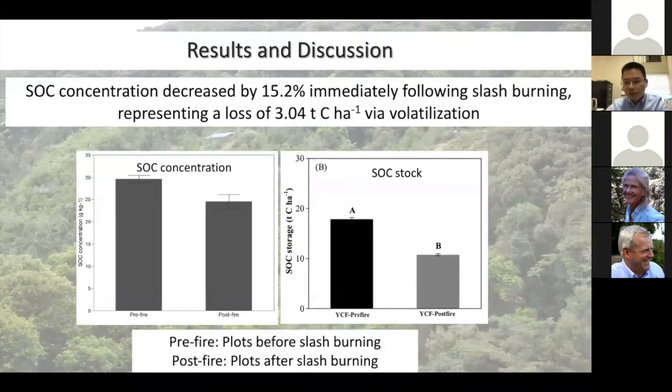So in my results, first, here are two figures about SOC concentration and SOC stock changes after the slash burning. First, I found the SOC concentration decreased by 15% immediately following slash burning. This can be calculated as representing a loss of 3 tons of carbon by the slash burning.